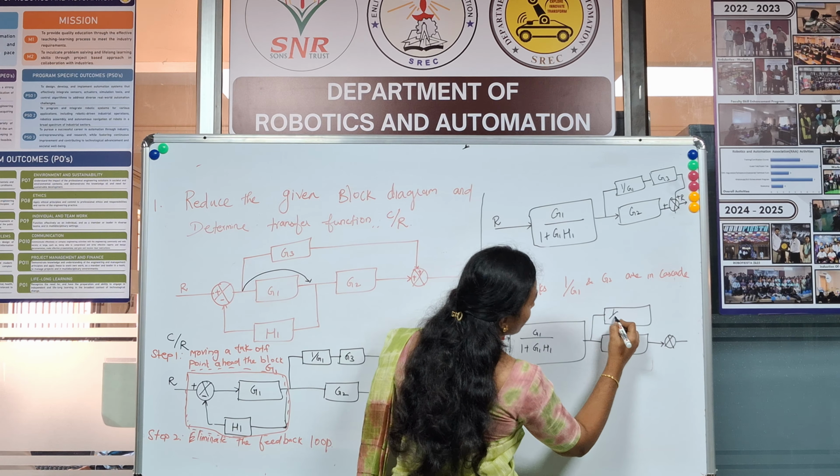So your next step is step 4. Now we can see these two blocks are in parallel, right? This is also in the forward direction and this is also in the forward direction, which is meeting at a summing point. So both the blocks are in parallel. So now what you can do, you can simplify this. You can reduce both the blocks into one single block. So you can write it like the blocks G3 by G1 and G2 are in parallel.